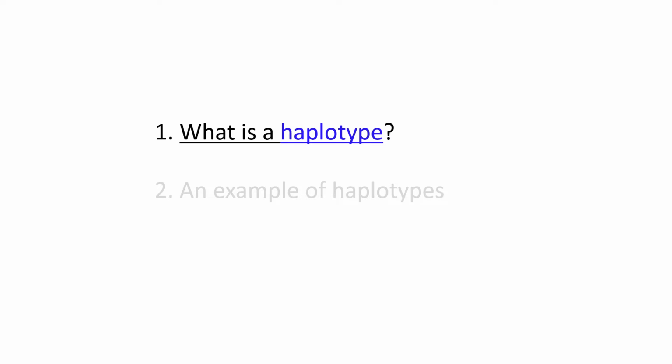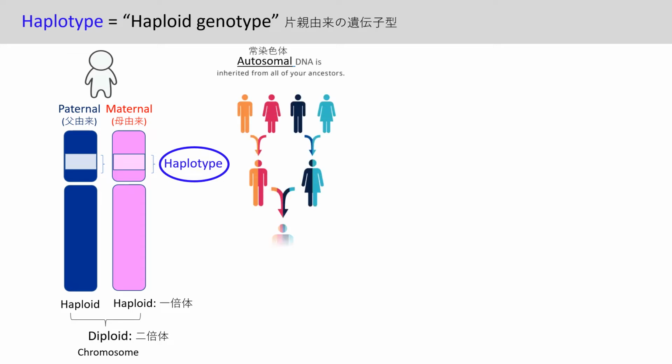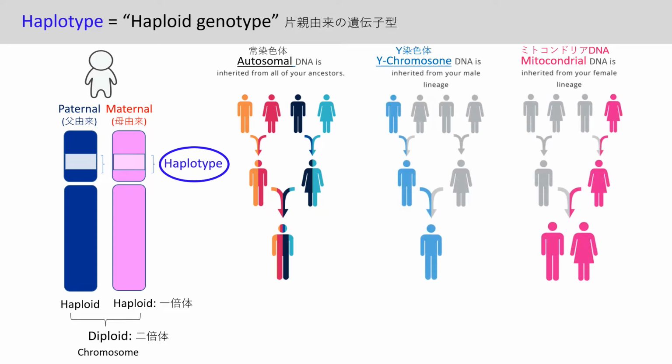What is a haplotype? A haplotype refers to a haploid genotype. Since we have two copies of each chromosome, we also have two copies of every gene in most cells. As you can see, autosomal DNA has been inherited from the ancestors of both parents. On the other hand, Y-chromosomal DNA and mitochondrial DNA have been inherited from male and female lineages, respectively.